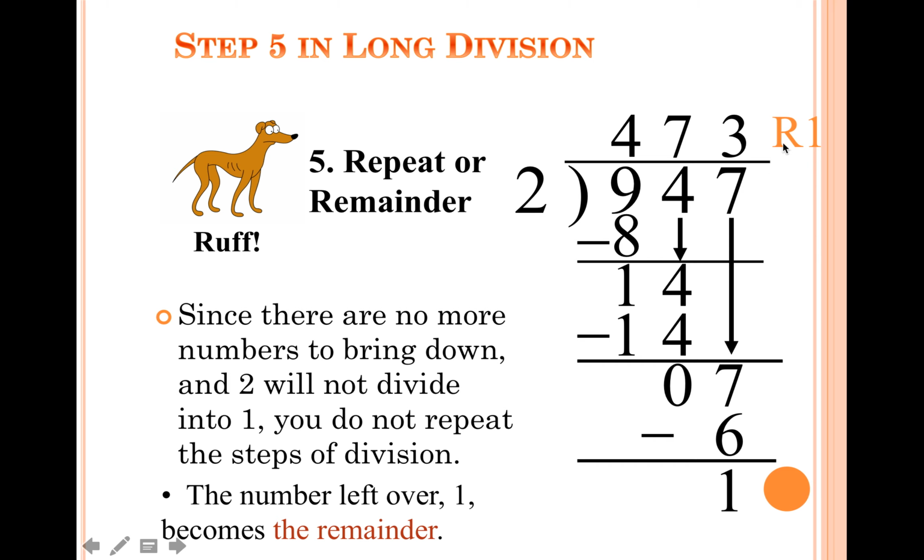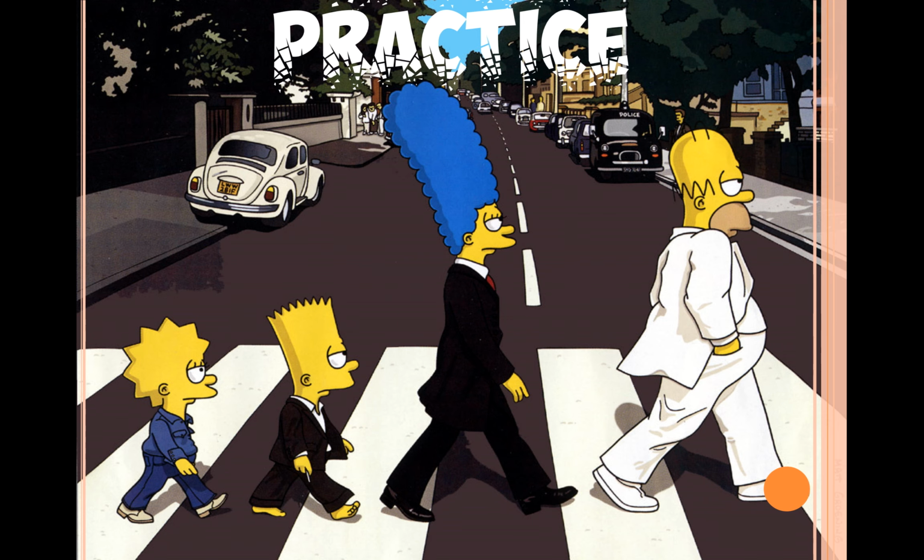And that makes sense because if you have a remainder of 1 and you're dividing by 2, that's equivalent to an extra 1/2. An extra 1/2 is 0.5. So 473 remainder 1, or 473 and 1/2, or 473.5. Success. All right, some practice.